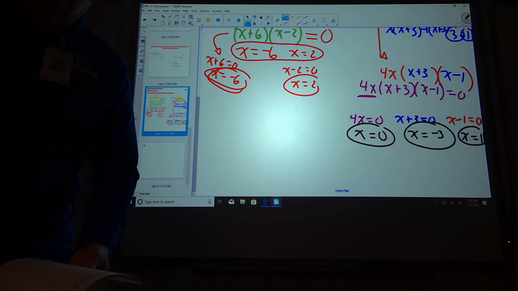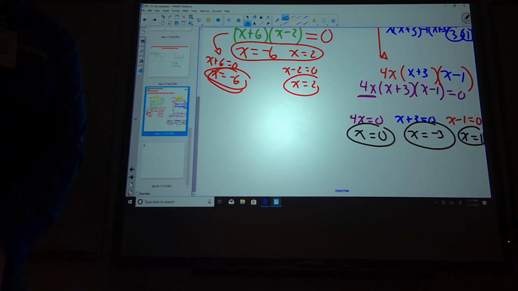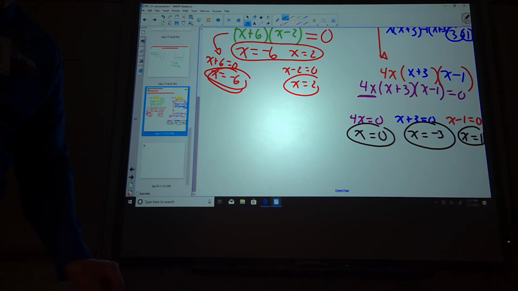Now I forgot what page we're on. Will you remember? I'll figure it out. What did I do? Equals 0. Solving by factoring. Ooh, there we go. Factor any others? Zero product property. Find each. Factor review. Cool.